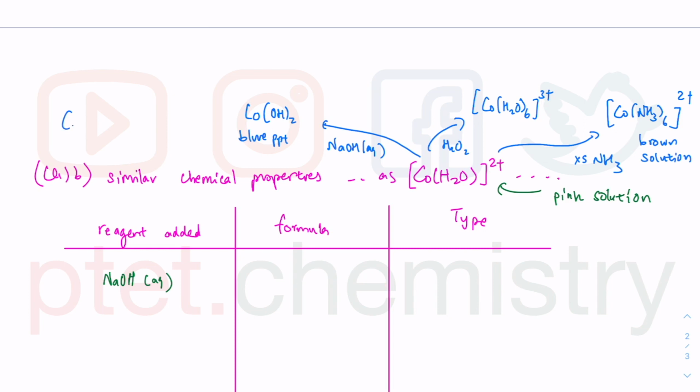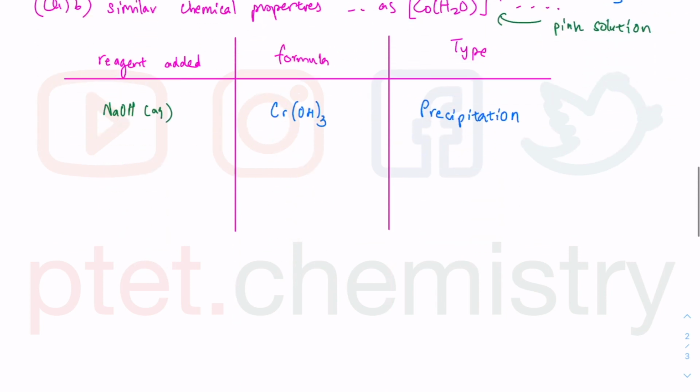We are dealing with chromium with 6 water, and we have a 3 plus there. So the formula of our hydroxide will be chromium with 3 hydroxide, because it cancels out the charge of the 3 plus on the chromium. And this is a precipitation reaction, because what we are doing is precipitating out the chromium 3 hydroxide.